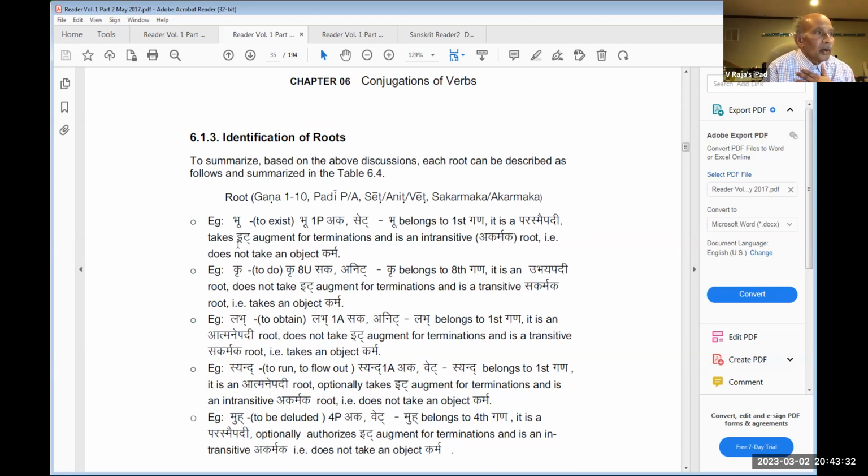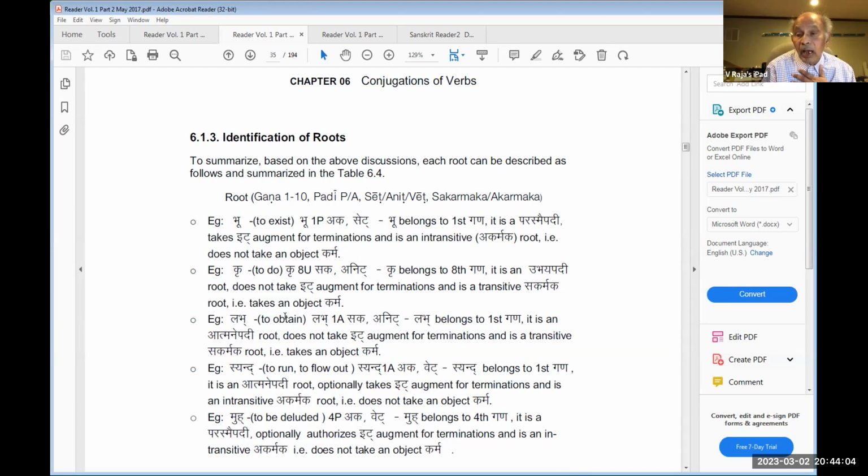And then kru comes in the 8th gana, to do. It's ubhayapadi. It takes an object and it belongs to the 8th gana. And then labh, it's a first gana, used in the meaning of to obtain. So here, bhu and labh belong to the first gana, right?